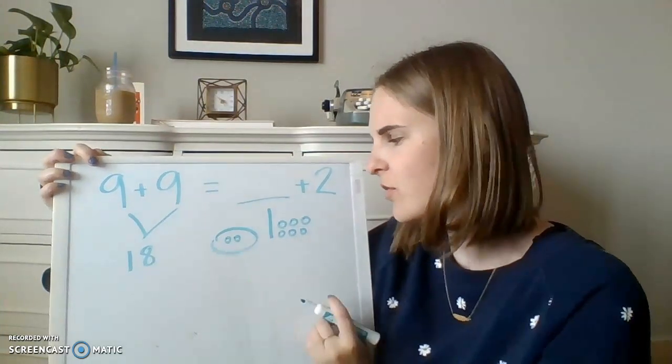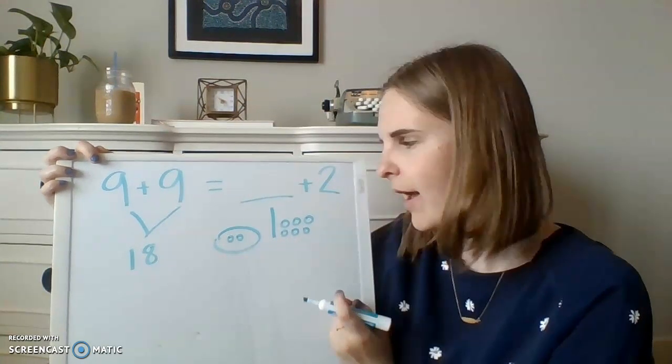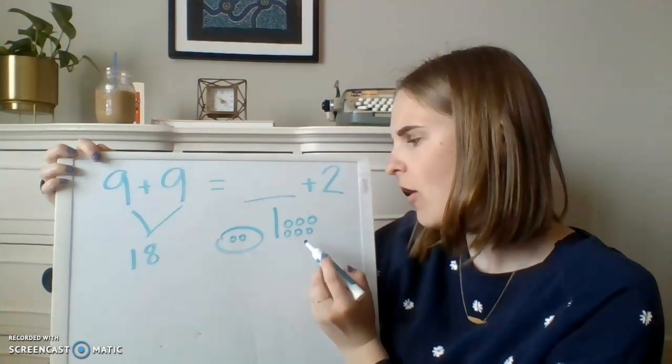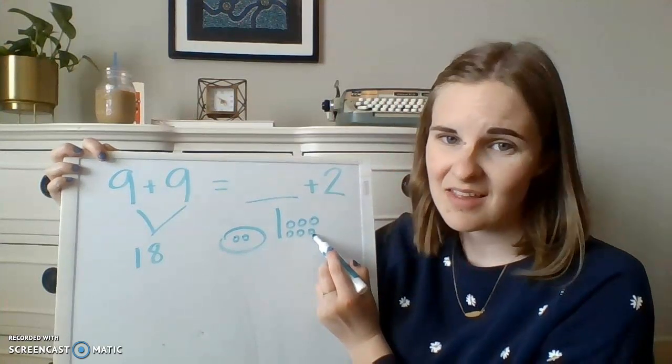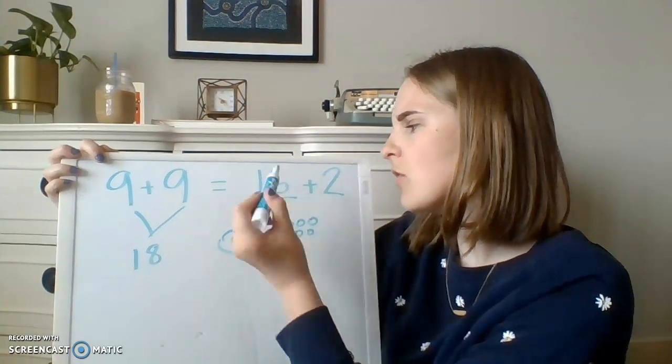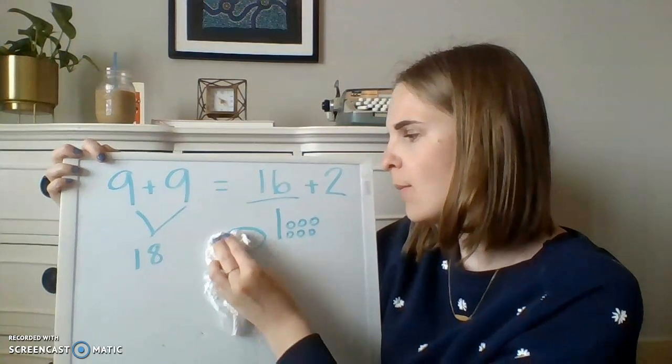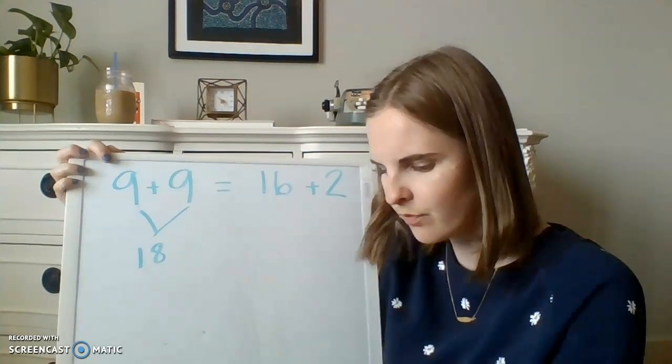I already had these 2. How many did I add on? I added on 10. 11, 12, 13, 14, 15, 16. So the answer is probably 16. But let's check that and make sure.